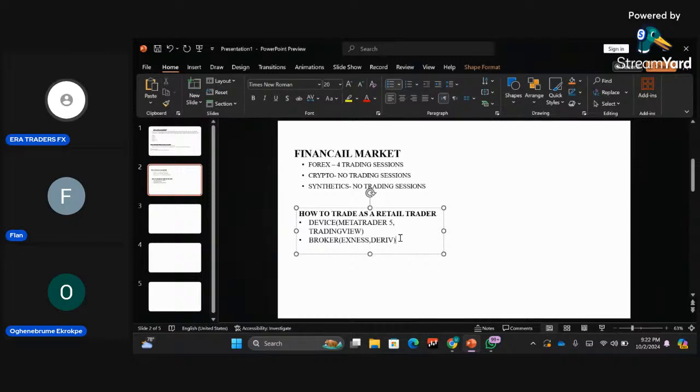Like I said, we do not have enough liquidity, we do not have enough money to trade. So what the broker does for us is give us what we call leverage. When you say you are leveraging on something, what does it mean? So what the broker provides for you is leverage.